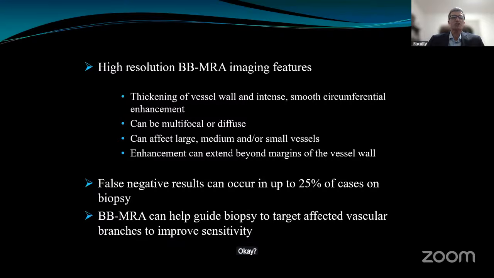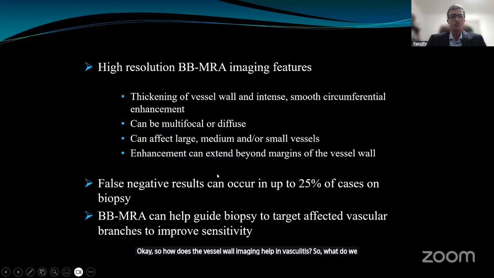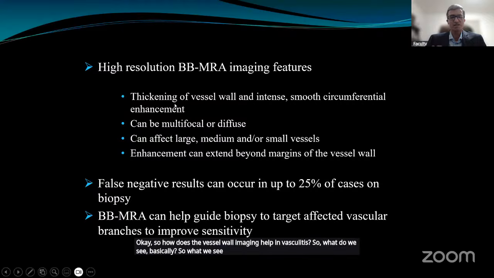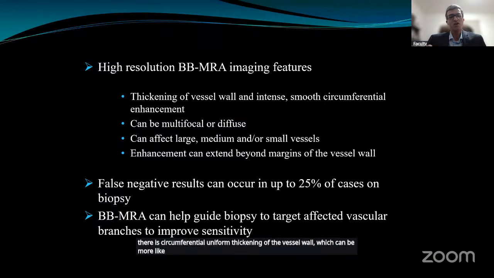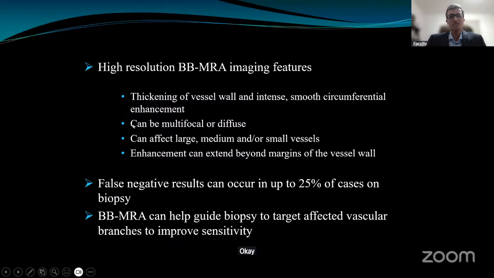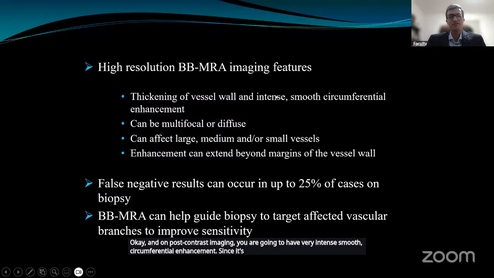So how does vessel wall imaging help in vasculitis? What we see is circumferential, uniform thickening of the vessel wall, which can be a multifocal or a diffuse process. On post-contrast imaging, you are going to have very intense, smooth circumferential enhancement, since it's an inflammatory process.